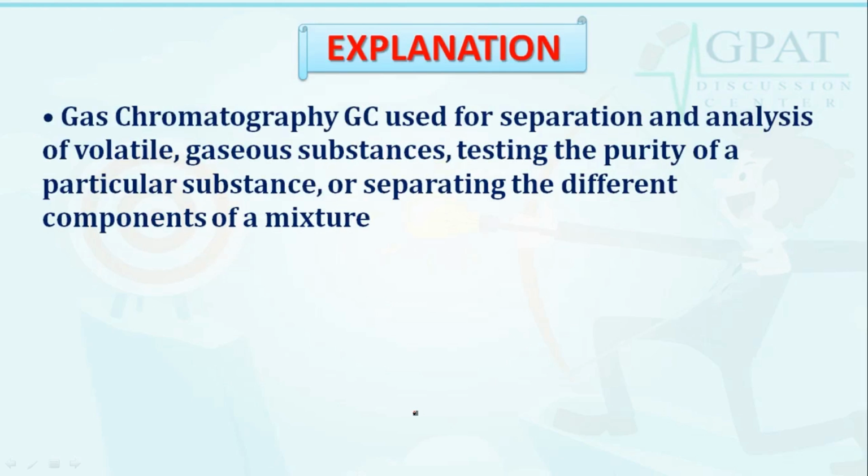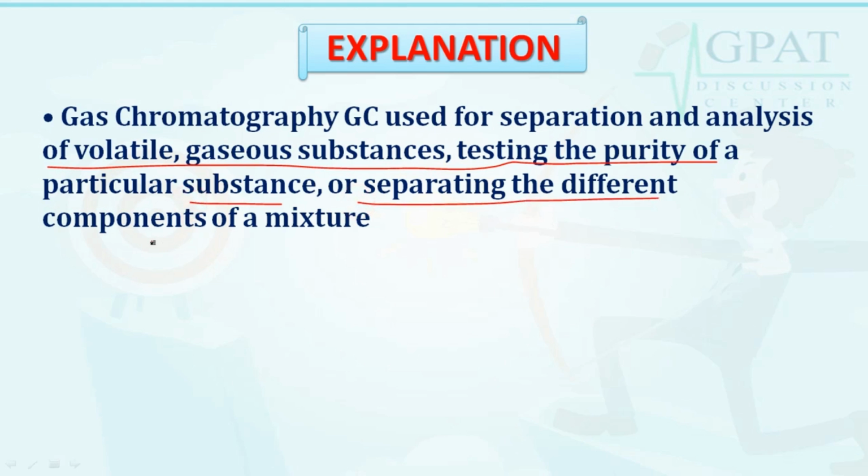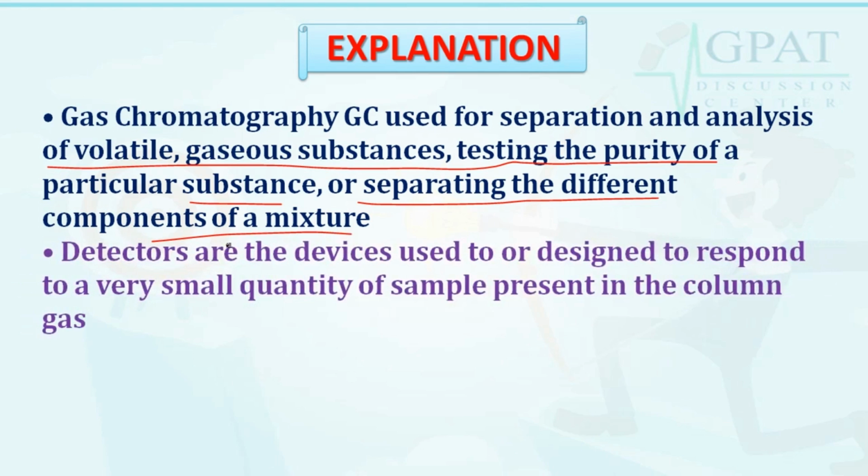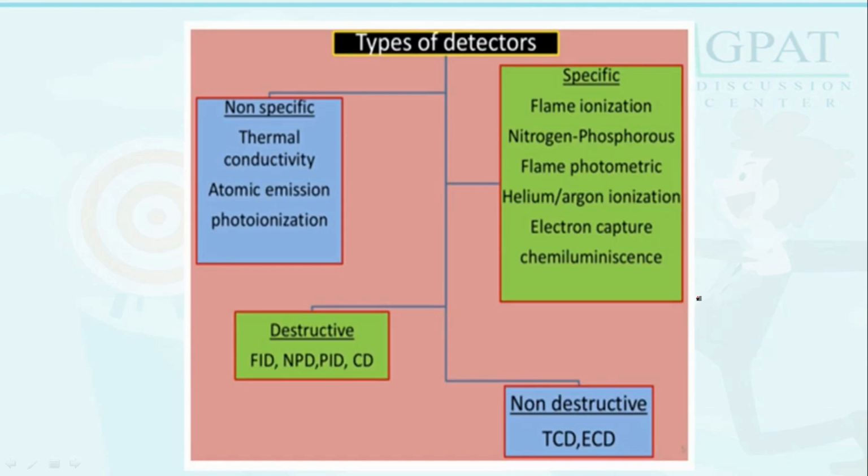What are the different detectors used in gas chromatography? Gas chromatography is mainly used for the separation and analysis of volatile gaseous substances, testing the purity of a particular substance or separating the different components of a mixture. Detectors are the devices designed to respond to a very small quantity of sample present in the column gas. Here are the types of detector. There will be two types, non-specific detector and specific detector.